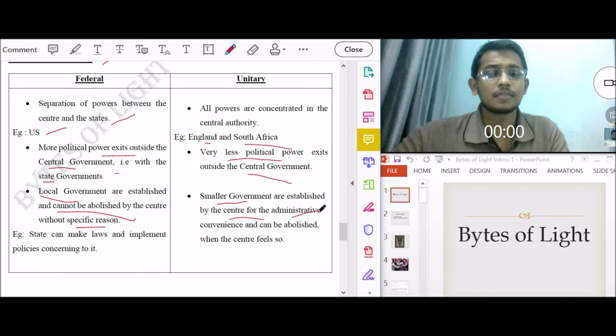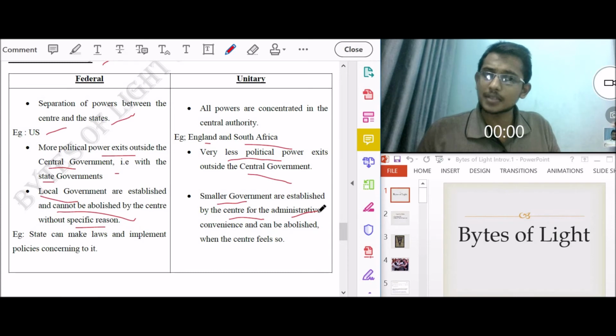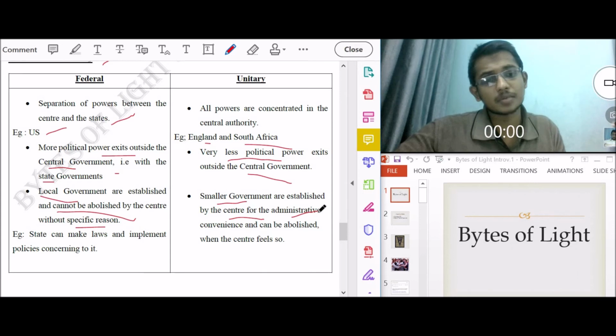For example, England is a large country and state governments will be established in particular smaller states for administrative purpose and not for any other purpose, and they can be abolished or the power can be snatched back whenever the center wishes to.